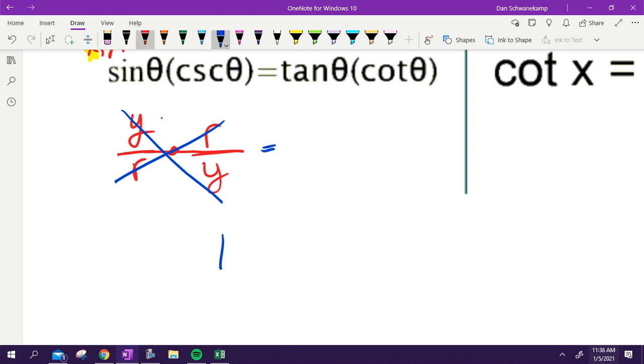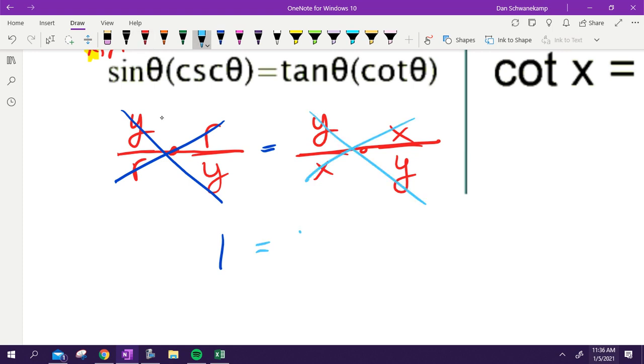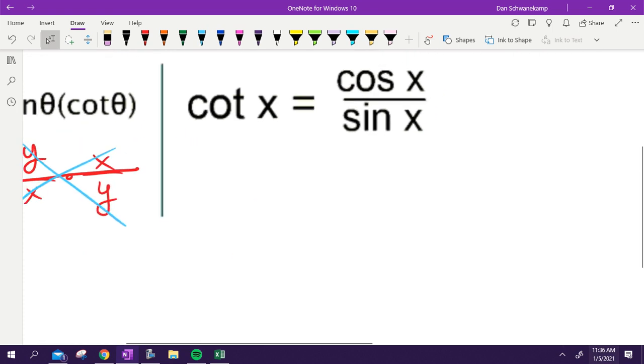The other side, I got tangent of theta. What does tangent mean? Y over x, and cotangent is x over y. Again, one giant fraction bar. That's going to cancel. That's going to cancel. Does 1 equal 1? Yeah, we're good. That's true. We've shown that it's equal because we showed the work on both sides to get them equal to each other. We're done. Good? Let's do another one.